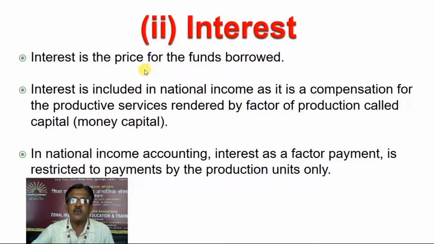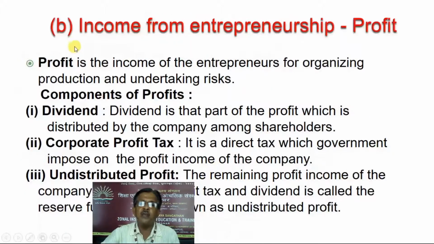Interest is the price for the funds borrowed. Interest is included in national income as it is a compensation for the productive services rendered by the factor of production called capital, that is money capital. In national income accounting, interest as a factor payment is restricted to payments by the production units only. Income from entrepreneurship, that is profit. Profit is the income of the entrepreneurs for organizing production and undertaking risks.